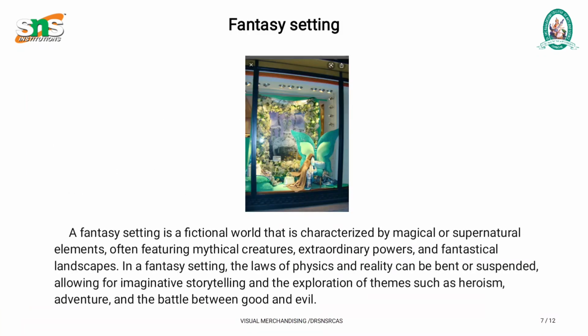Next, fantasy setting. A fantasy setting is a fictional world that is characterized by magical and supernatural elements, often featuring mythical creatures, extraordinary powers, and fantastical landscapes. In a fantasy setting, the laws of physics and reality can be bent or suspended, allowing for imaginative storytelling and exploration of themes such as heroism, adventure, and the battle between good and evil.